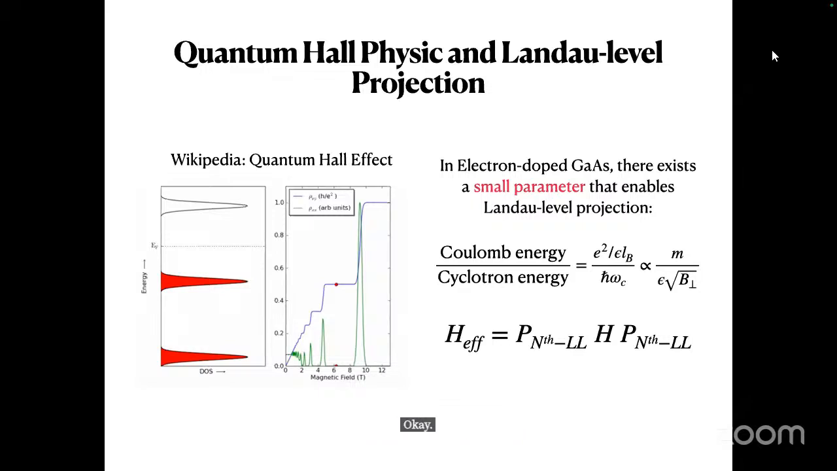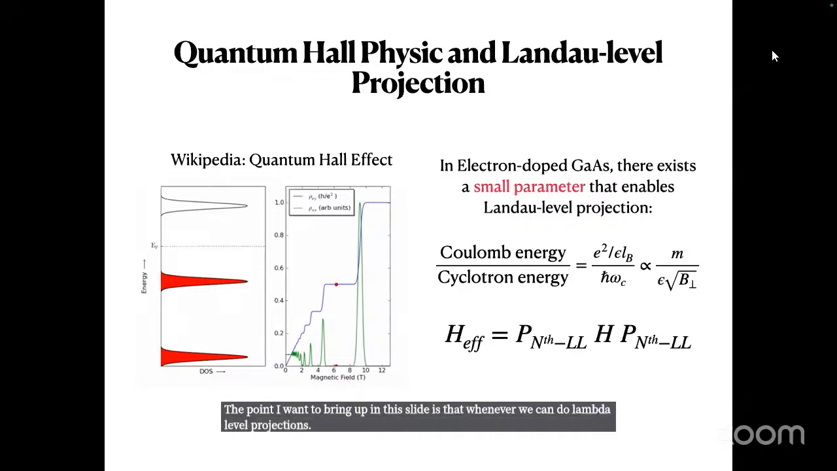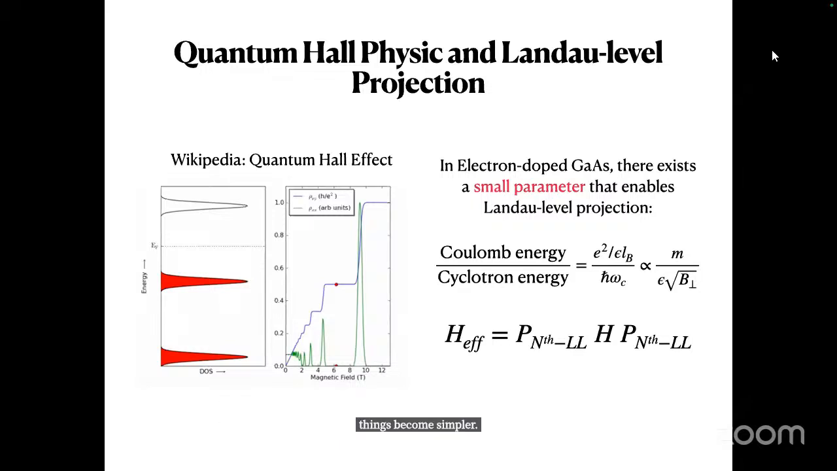Okay, good. So this is just the usual quantum Hall effect. And the point I want to bring up in this slide is that whenever we can do Landau-level projections, things become simpler. Okay.